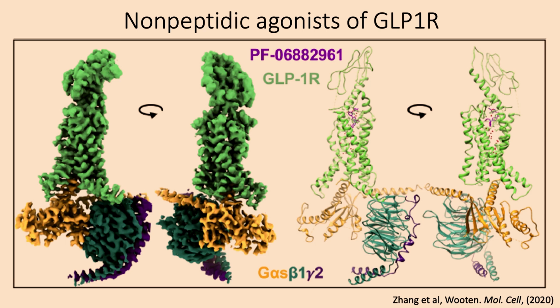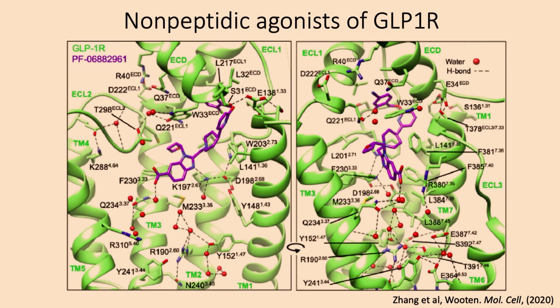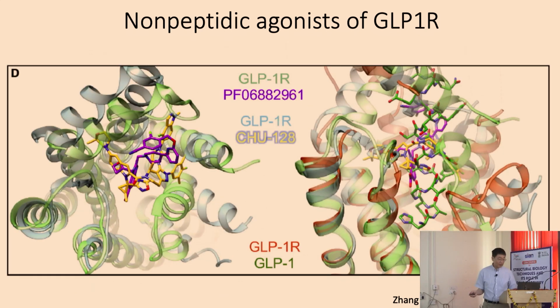Okay, so this is the Pfizer compound bound to the GLP-1 receptor, the cryo-EM density, and this is where the compound binds. And here are more detailed interactions, polar interactions, hydrophobic interactions, this and that. Too much information, right? Moving on.